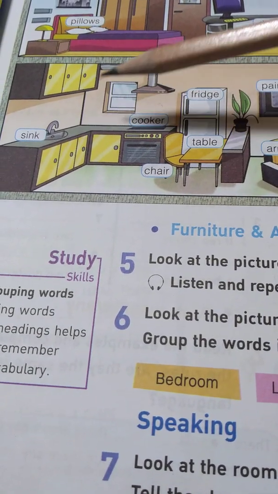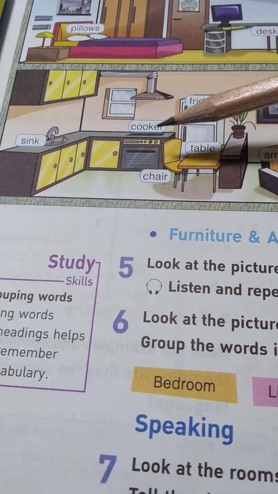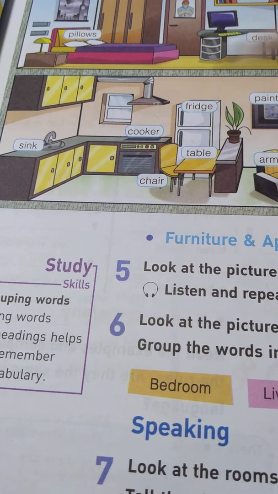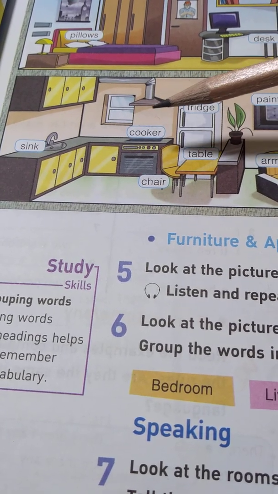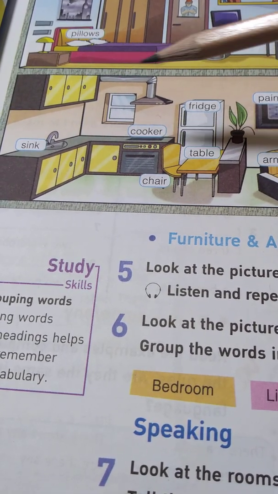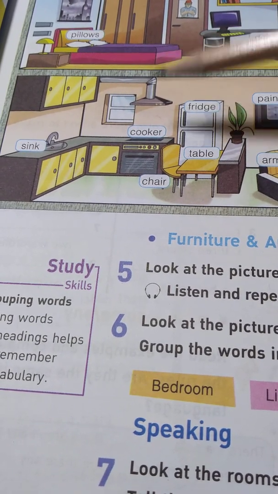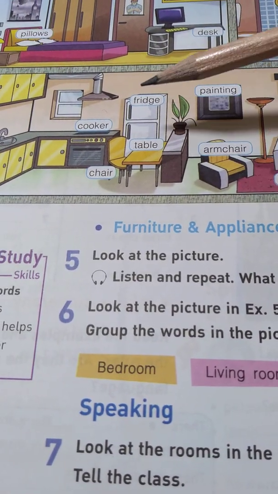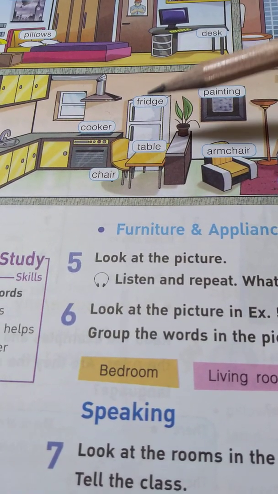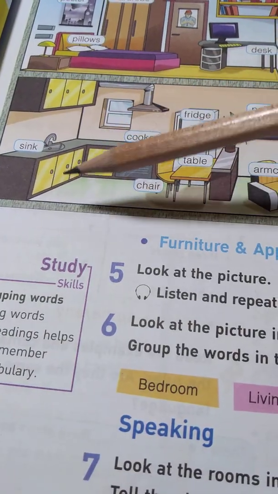How about in the kitchen? What do you have in the kitchen? There's a sink. There's a cooker, a cooktop, a stove, an oven. There's also a vent-a-hood, an exhaust fan. So this is to pull out the smoke, the smells from the house. There's a chair and a table and a fridge or a refrigerator, right? There's cabinets. Cabinets or cupboards.